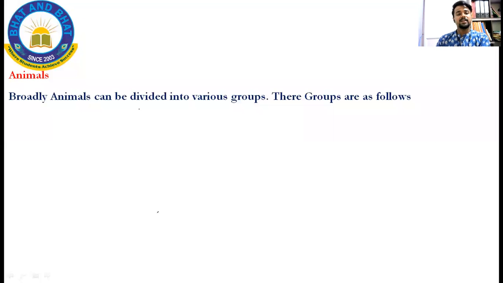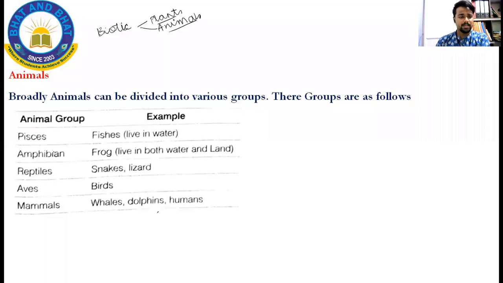As clearly mentioned, biotic components have two kinds of things. Firstly, it is with respect to the plants, and secondly, it is about the animals. We have completed the plants, and now we have to get started with the animals. Animals can be broadly classified into various groups. See, Pisces. Pisces is a group of animals that only include fishes. If I just say the word Pisces, you need to remember it is only fishes.